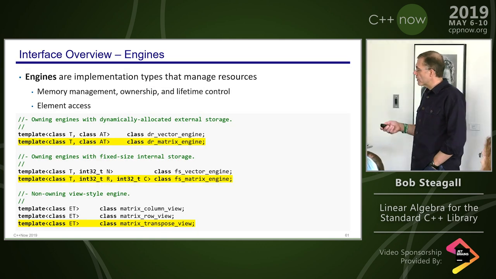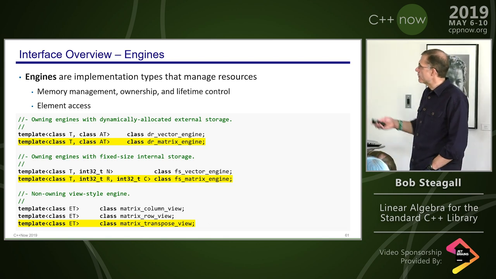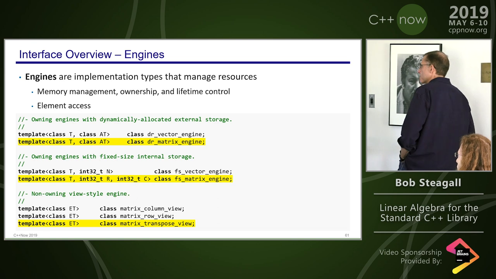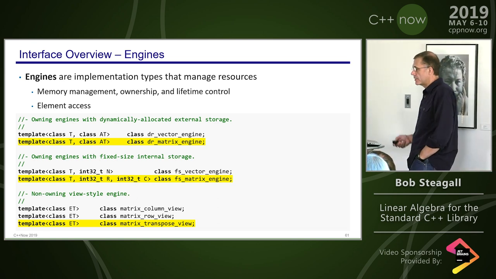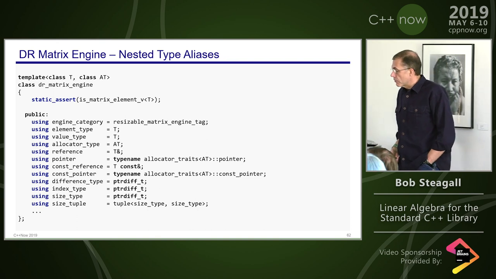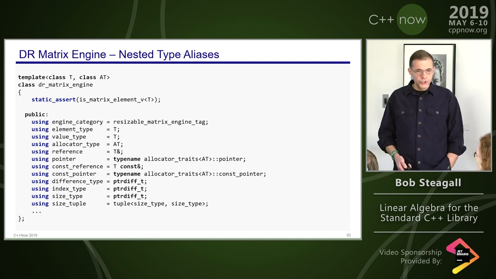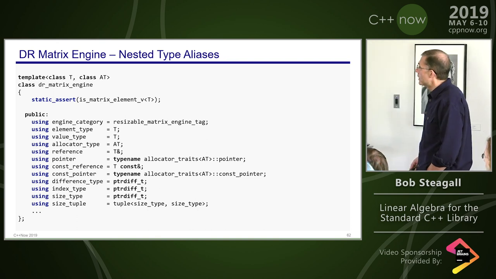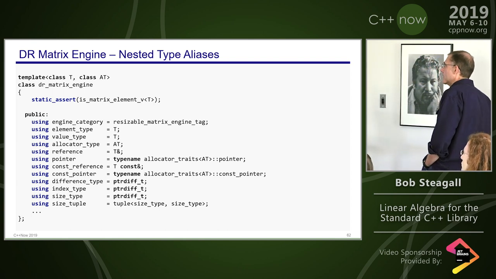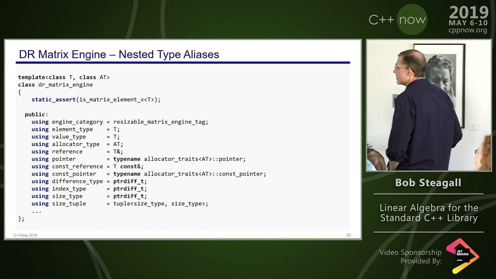So let's look at the engines. I'm going to quickly go through three different engines: the dynamically resizable matrix engine, the fixed size matrix engine, and the matrix transpose view as an example of a view engine. The top of the matrix engine looks remarkably similar to std::vector. At the top, I'm using the type tag that this is a resizable matrix engine tag.